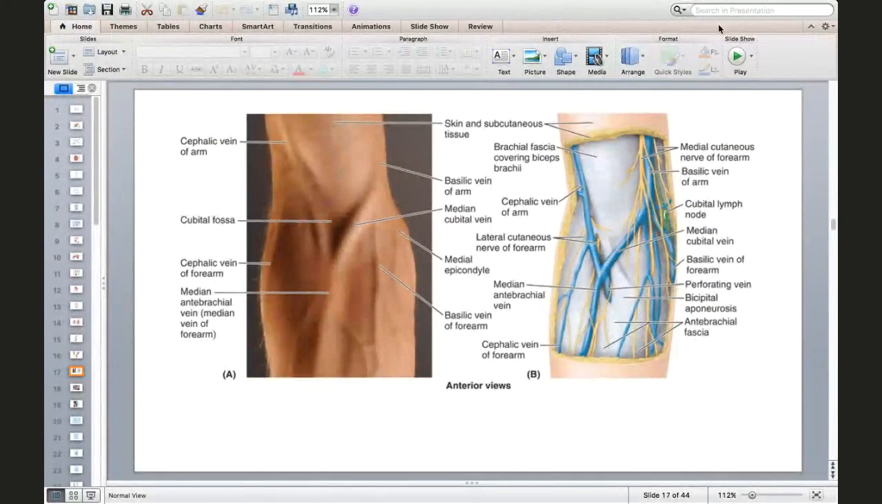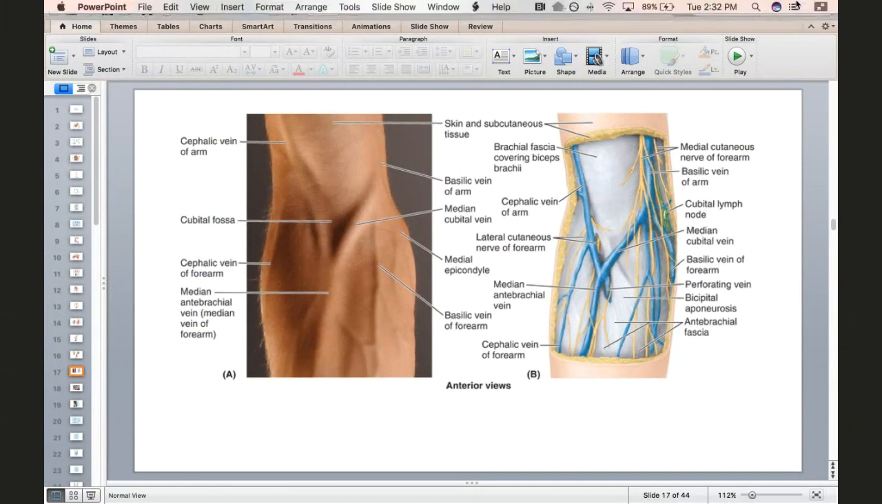And then if I move my face over here, there we go. Over here, you have the basilic vein. So see how it makes kind of an H formation. So those are the veins to know in that cubital fossa area: the cephalic, the median cubital, and basilic.